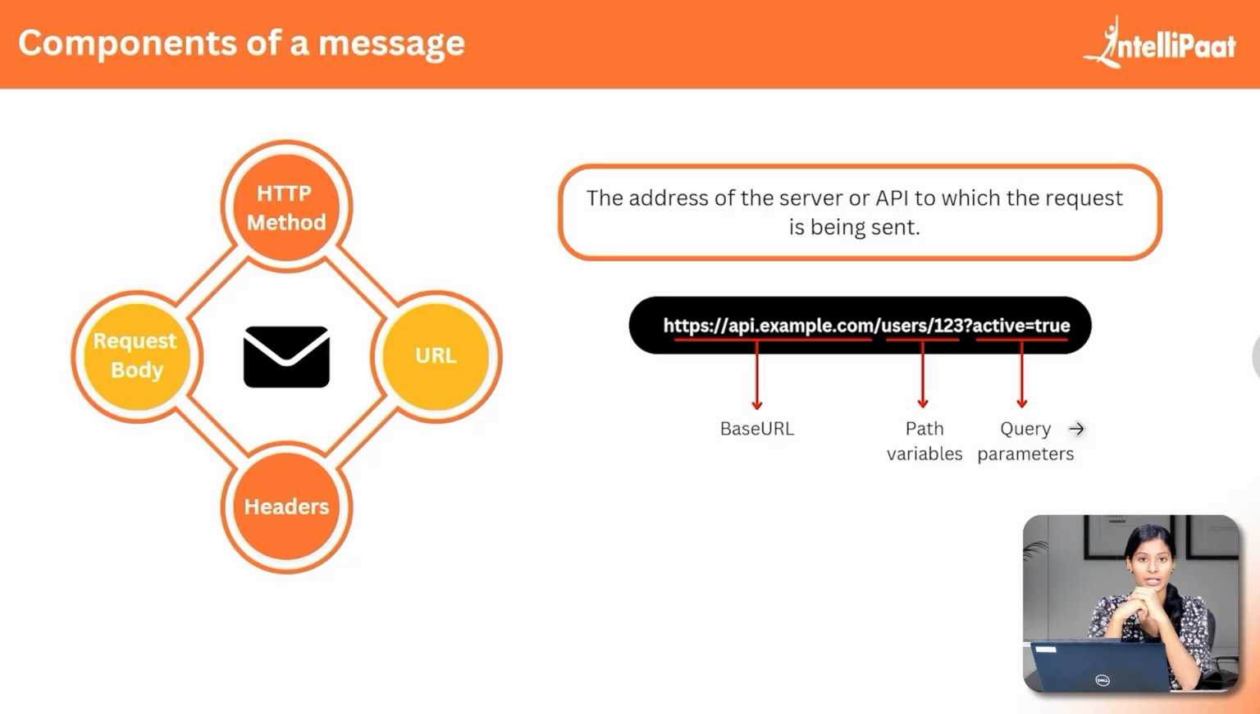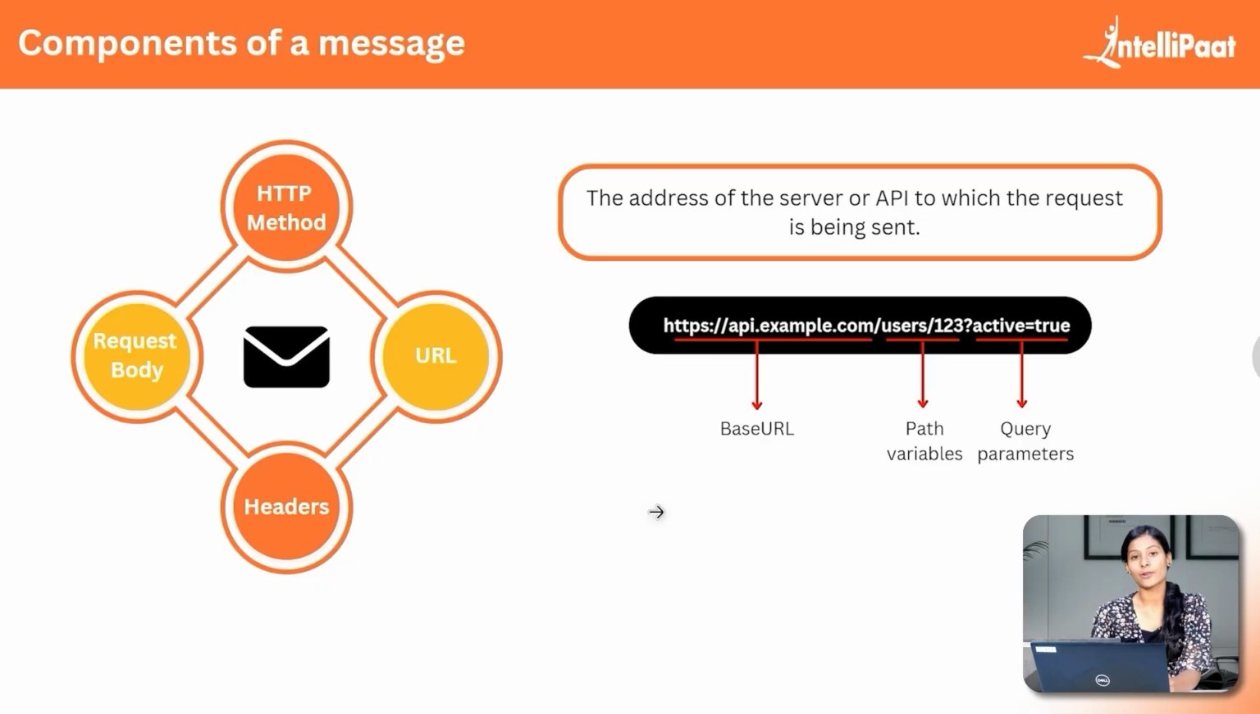Then you have query parameters. Query parameters are like the additional info. Like if I only want a particular genre, say if I only want comedy or if I only want action, then I can specify that in the query parameters. Like the category should be comedy or the category should be action, something like that.